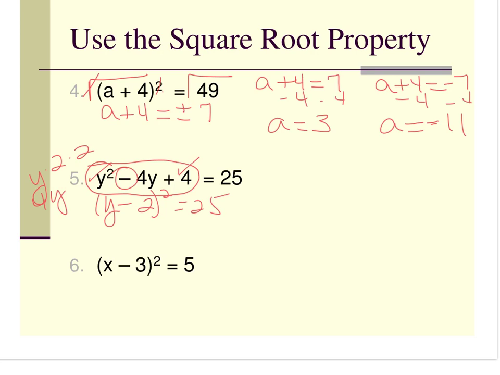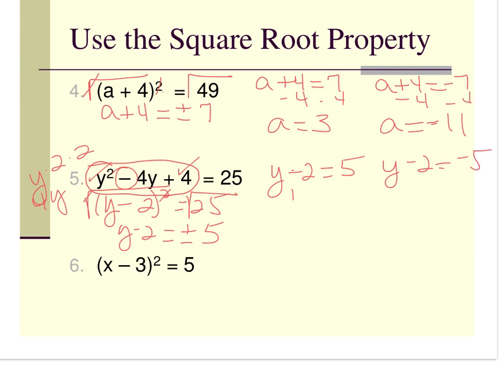Now to solve this equation for y, I've got to use the square root property. So I have to take the square root of this side to get rid of the square. It gives me y minus 2, and I've got to take the square root of this side, which gives me plus or minus the square root of 25, which is 5. So now I have y minus 2 equals a positive 5, and y minus 2 equals a negative 5. If I solve both of these equations, I'm going to get both my solutions. So y equals 7 is one, and the other one is y equals negative 3.